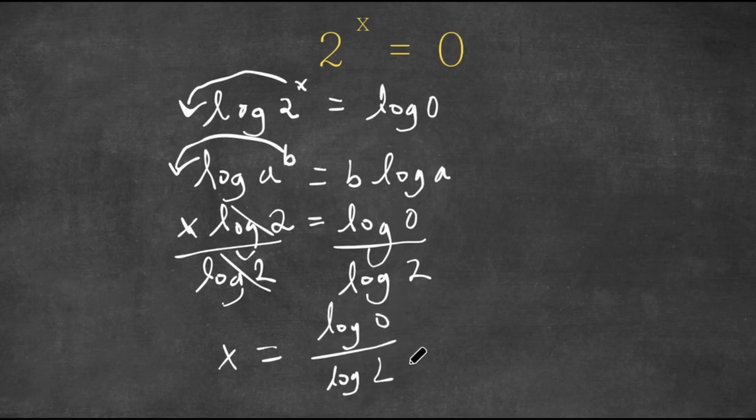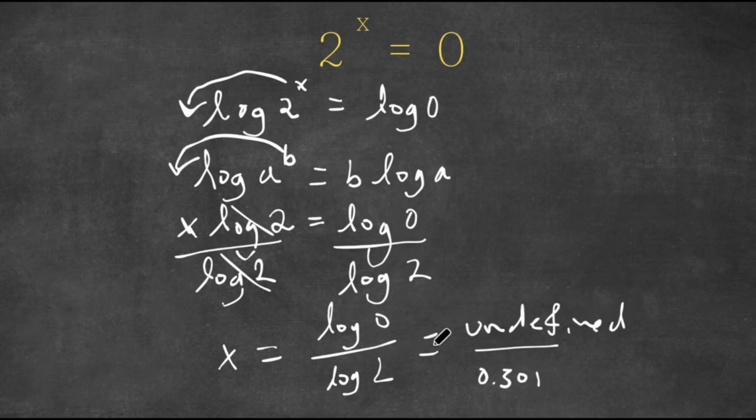However, log 0 over log 2, first off, log 2 is equal to 0.301. However, log 0 is actually undefined. Log 0 is undefined, meaning x is also undefined because you can't divide an undefined number over 0.301. So this means that the value of x is undefined.